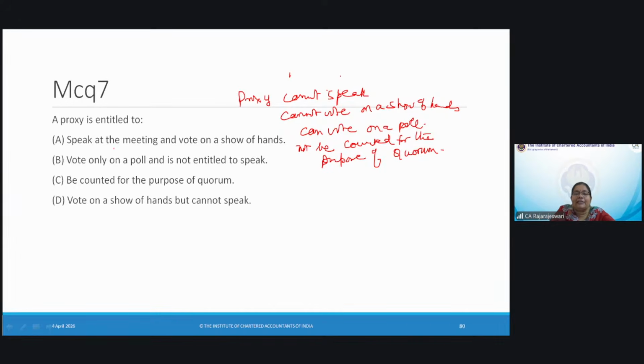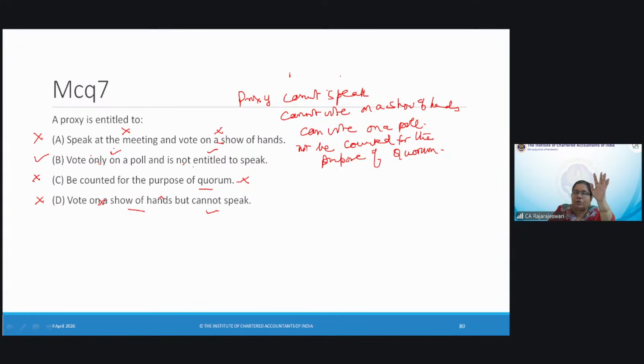So the option that the proxy is entitled to speak at a meeting and vote on a show of hands: both are wrong. So A is wrong. Vote on a poll. Yes, he can vote on a poll. Not entitled to speak. Yes, this is correct. You should also ensure whether there is any other answer correct. Be counted for the purpose of quorum: no, he is not a member, so he will not be counted for the purpose of quorum. Then vote on a show of hands. He cannot speak, that is true, but the vote on a show of hands part is false. So it is wrong. He can vote only on a poll and is not entitled to speak. See, I said he cannot show his hands like that. That will not be counted.